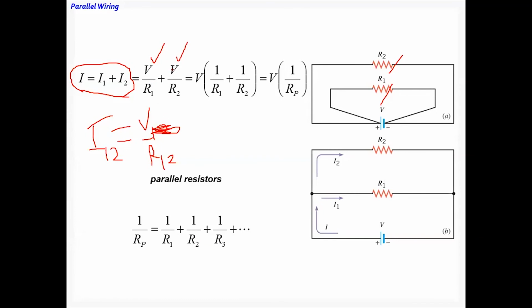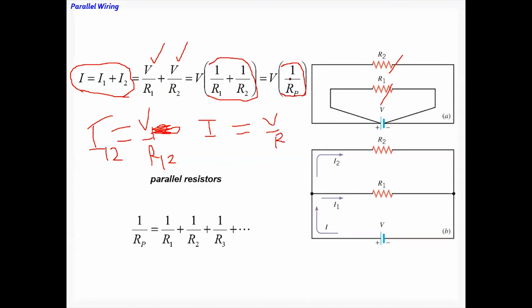Then you can factor out V. If you factor out V, what do you get? 1 over R1 plus 1 over R2. Then you can write 1 over R1 plus 1 over R2 as 1 over RP. Because your I equals V over R, right? That's Ohm's law.